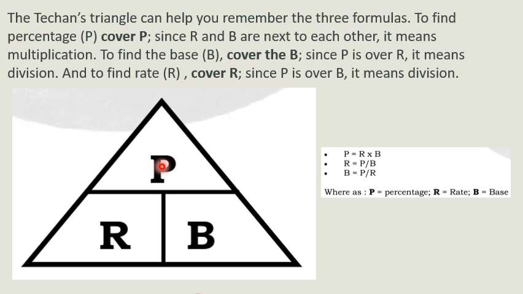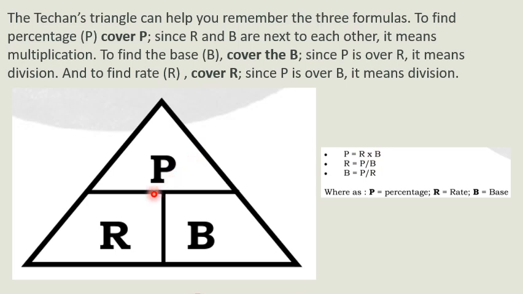So, ang operation pag magkatabi is multiplication. So, in finding P, we have to multiply yung rate and base. So, tatakpan lang natin using our hands. So, pwede nyo takpan yung P natin, so, ang matitira is R and B. So, siya po ang ating ipag-multiply. So, R times B. So, ito siya.